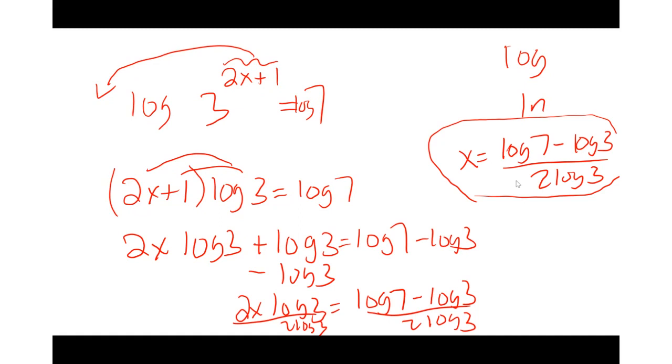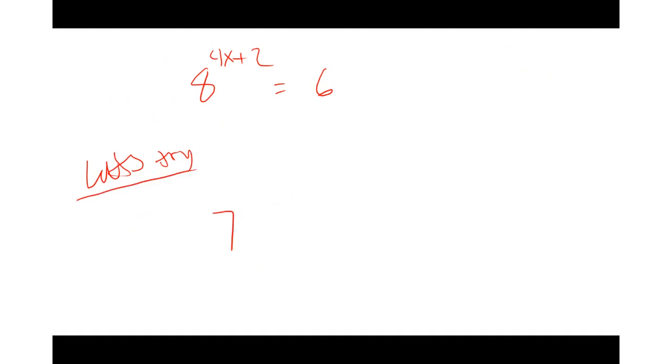All right, here we go. Let's go 8 to the 4x plus 2 equals 6. Then let's try 7 to the 2x plus 1 equals 5 to the 3x. Let's try those two. The top one being one that we just got done doing, and the bottom one being one that is a little different than what you just saw.